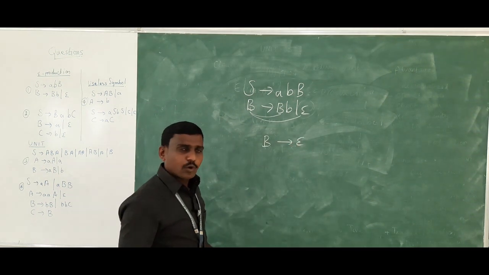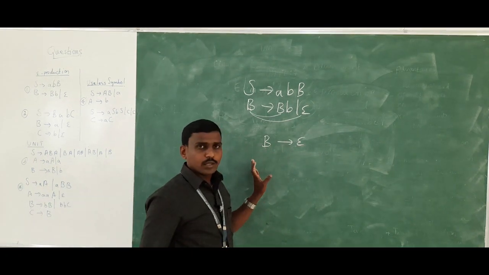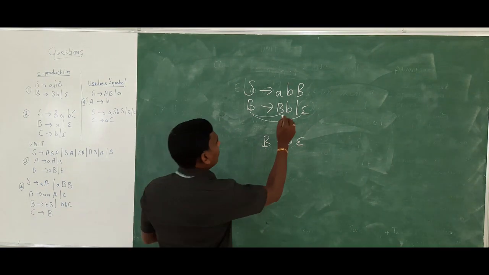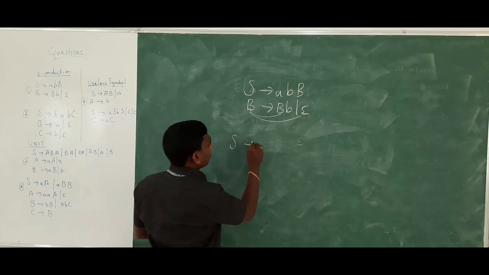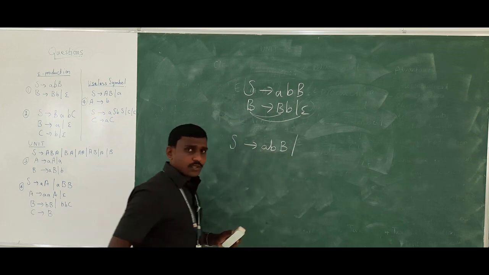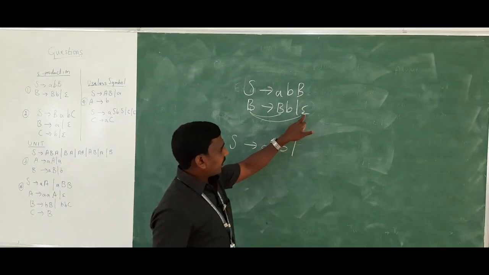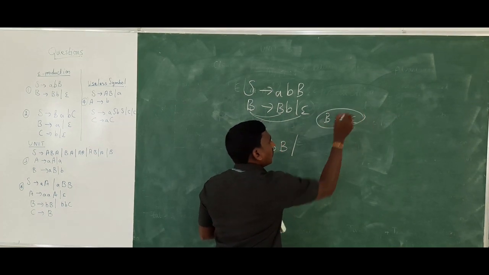Okay. So first we want to check which variable has epsilon in the grammar. B has epsilon. So what I am going to do is, first I am going to write the same grammar. S tends to ABB, we have to write. Clear? See how to solve. I find out B has epsilon, B production has epsilon.